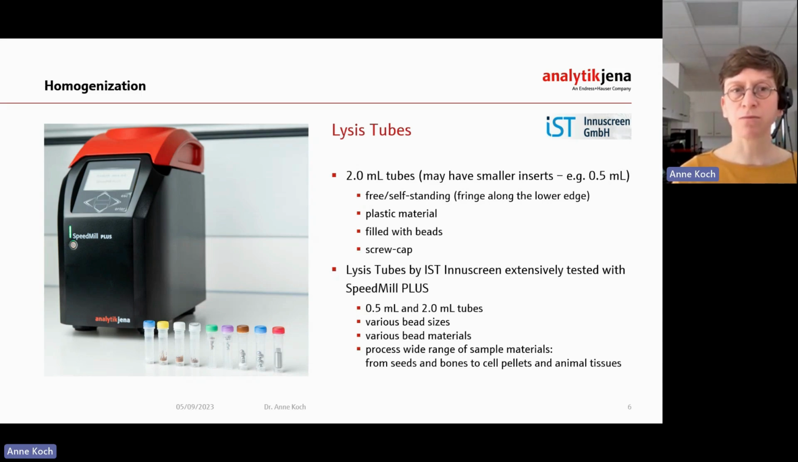Also, the IST InnoScreen provides on their website a very comprehensive overview of which sample materials should be processed with which lysis tube. You can also see the beads are of different sizes here. So you have bigger steel beads, but they're small ceramic beads. And here, this isn't empty, but they are very, very small glass beads as well. So depending on the sample material, you can choose the perfect tube here. And those have been tested extensively with our SpeedMill Plus, so you can really rely on the results here.